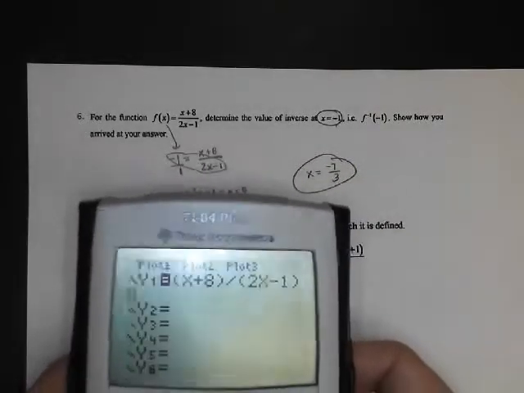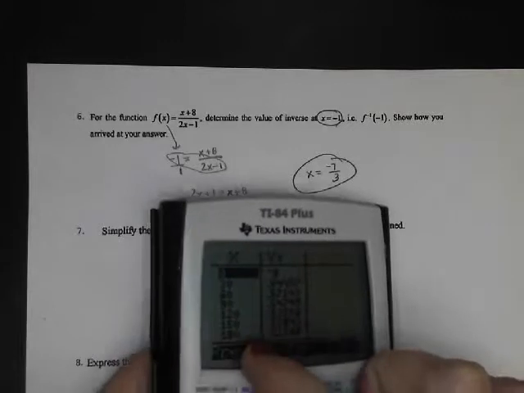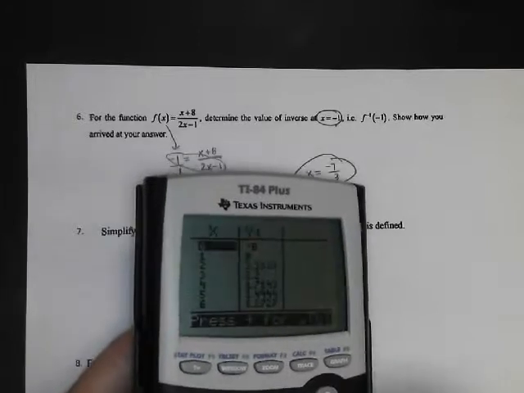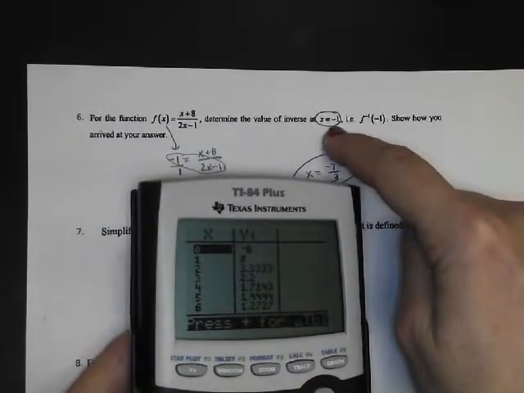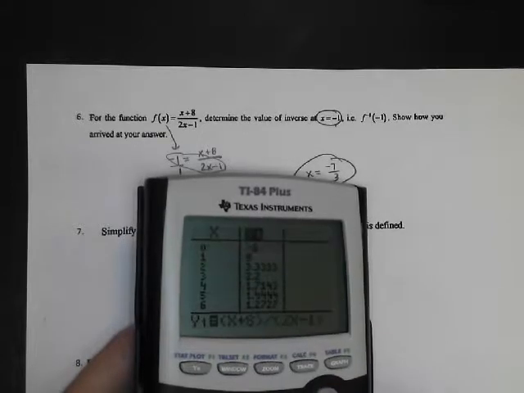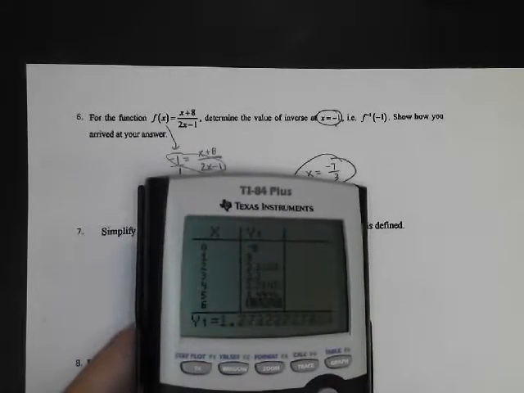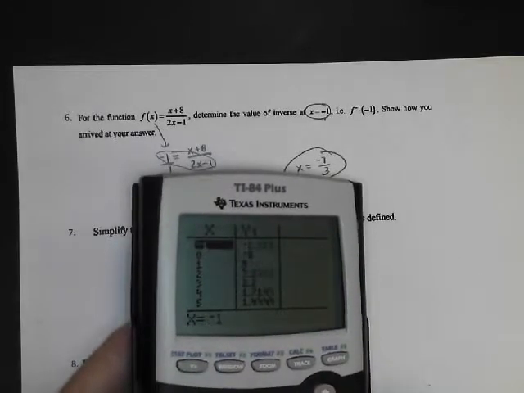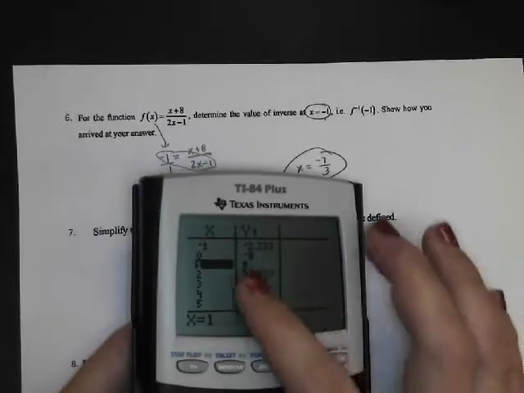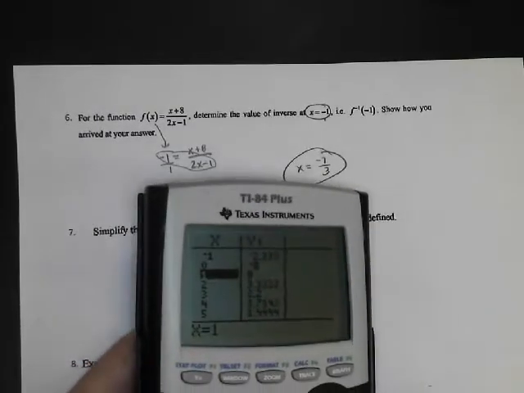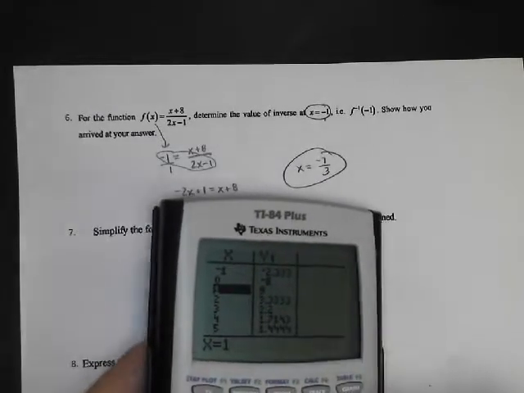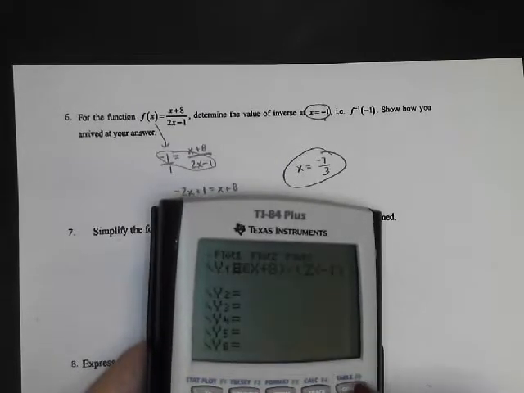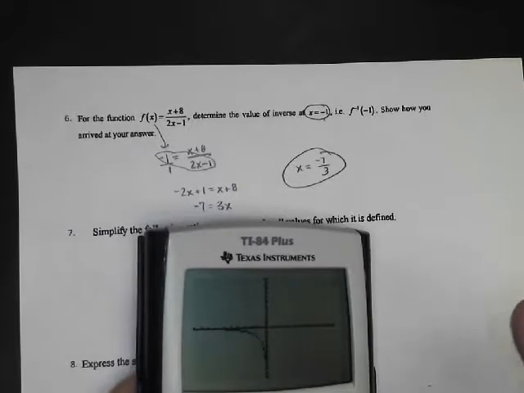Another option for this one would be to just plug in the function x plus 8 over 2x minus 1. Take a look at your points. Now mine's changing by 30, so I want to definitely change my table set and count by ones. Okay, and on the inverse they want x is -1, so on this one they want to look for where y is -1, which is actually hard to find because there is no y of -1. So that doesn't exactly work for you because we're not going to get an x of -7/3 on here. It skips over -1.